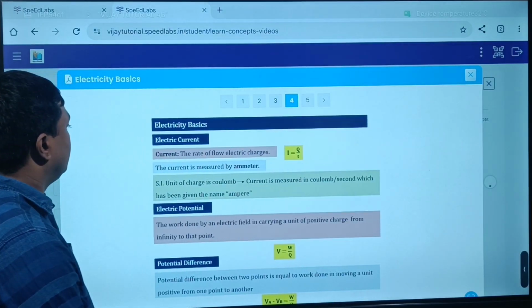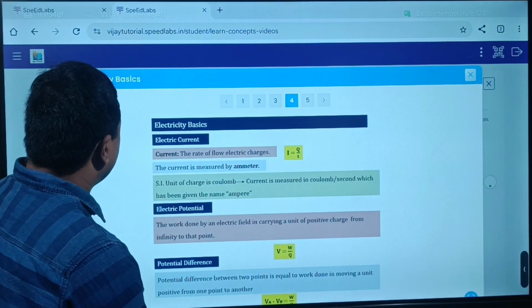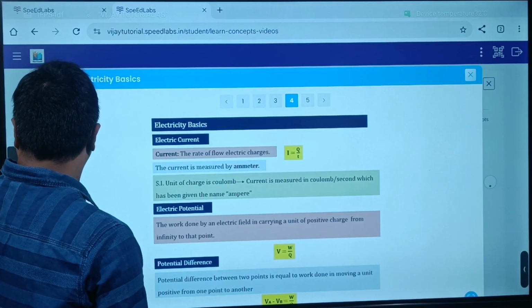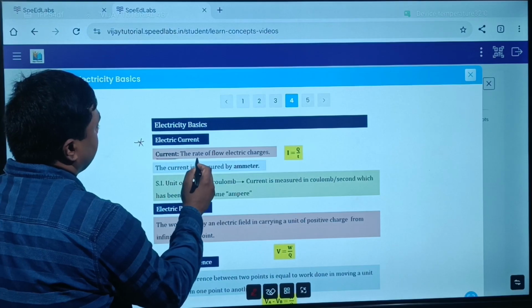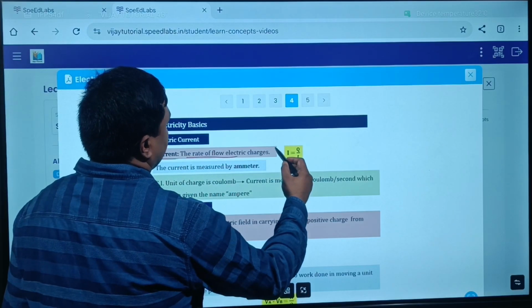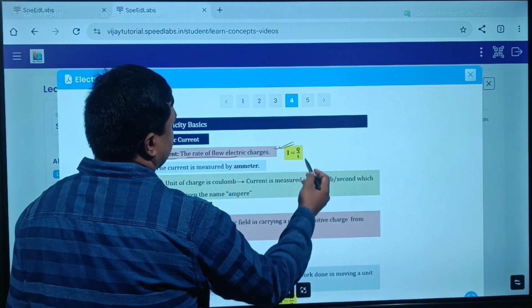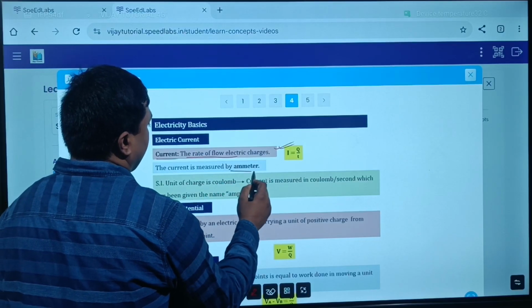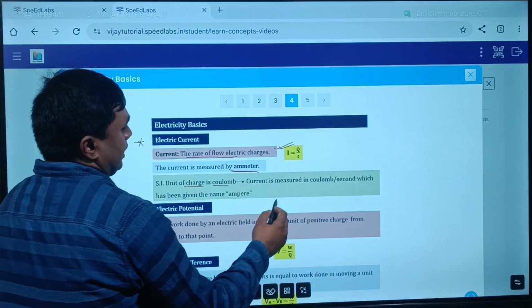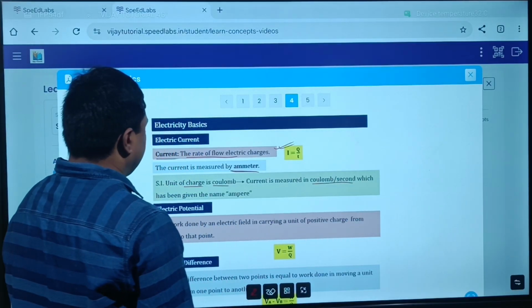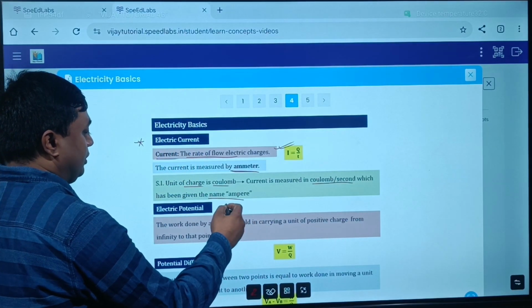Next, we can see the definition. Current. Electric current is nothing but the rate of flow of electric charges. Actually, I is equal to Q by T. Current is measured by a device called an ammeter. SI unit of charge is what? Coulomb. Current is measured in coulomb per second, which has been given the same name, ampere.